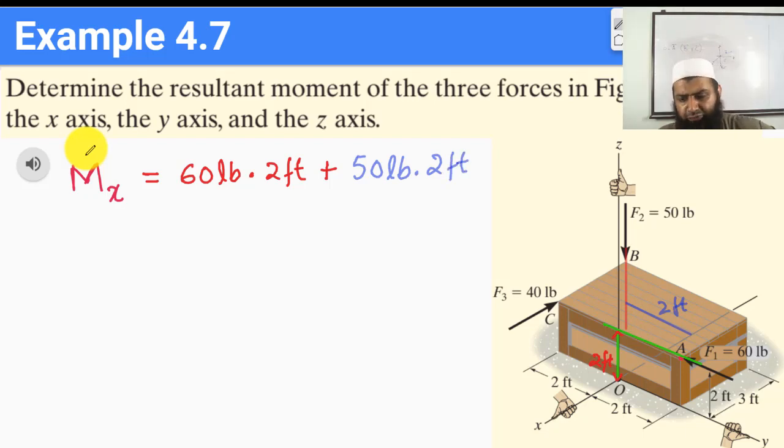Now we look at this third force, which is a 40-pound force, and this force is already acting along the x-axis. So any force which acts along a direction will not produce any moments in that direction.